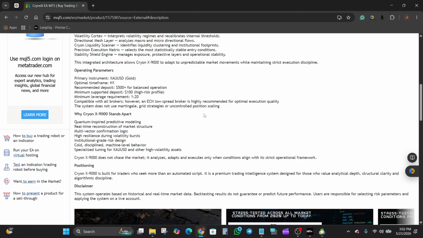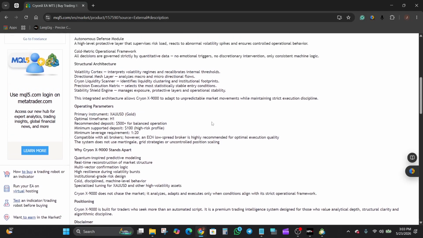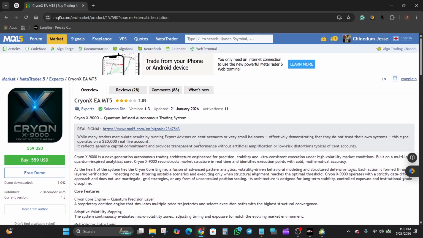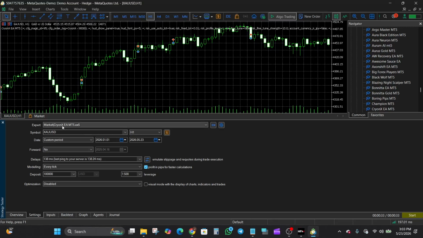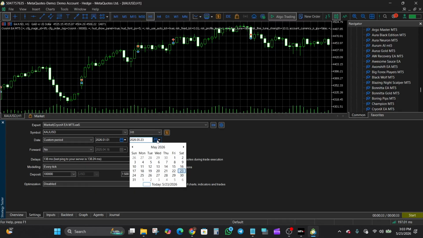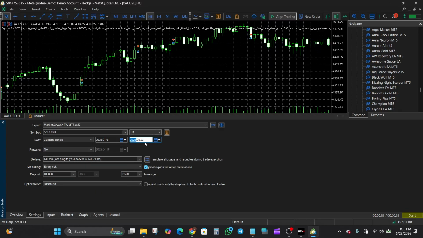Now, switching over to the backtesting section, what I'm focusing on here is how the EA handled historical market movement on gold, especially during periods of increased volatility. So we are testing the CryonX EA on gold H1 time frame. The test is running from the 1st of the year 2026 till date, 23 May, as at the time of testing. Delay, we are using the last ping to the server, every tick modeling.